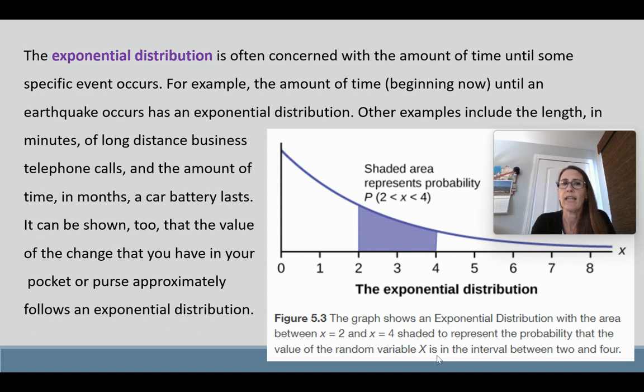Other examples include the length in minutes of long-distance business telephone calls, the amount of time in months a car battery lasts, and it can be shown too that the value of the change you have in your pocket or purse approximately follows an exponential distribution.